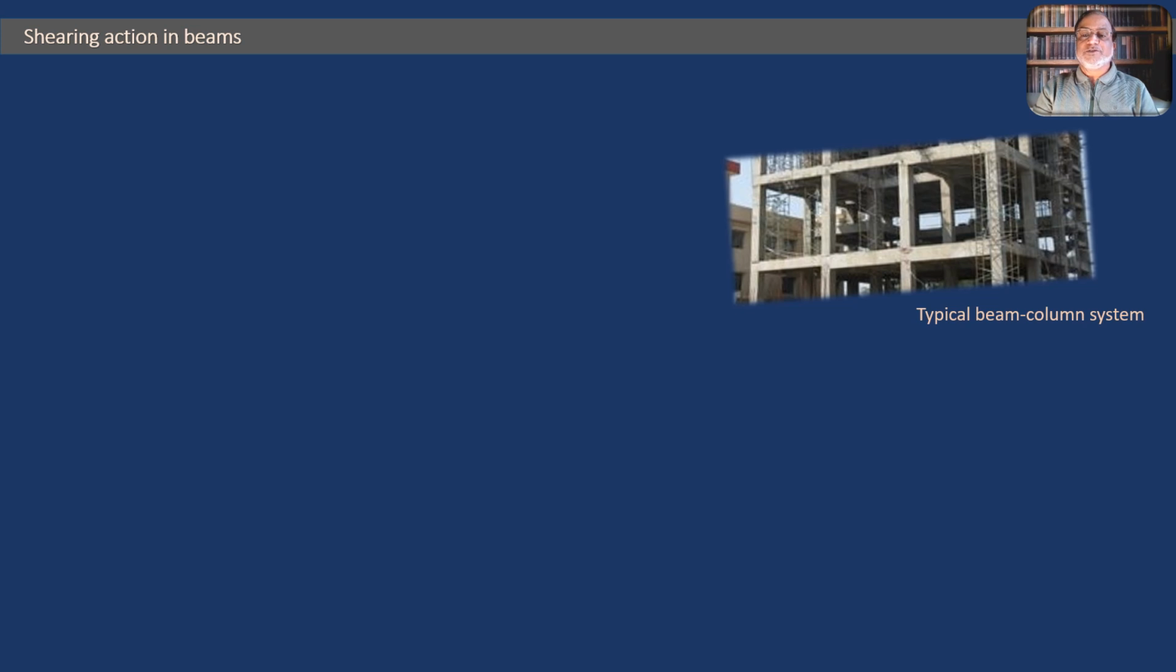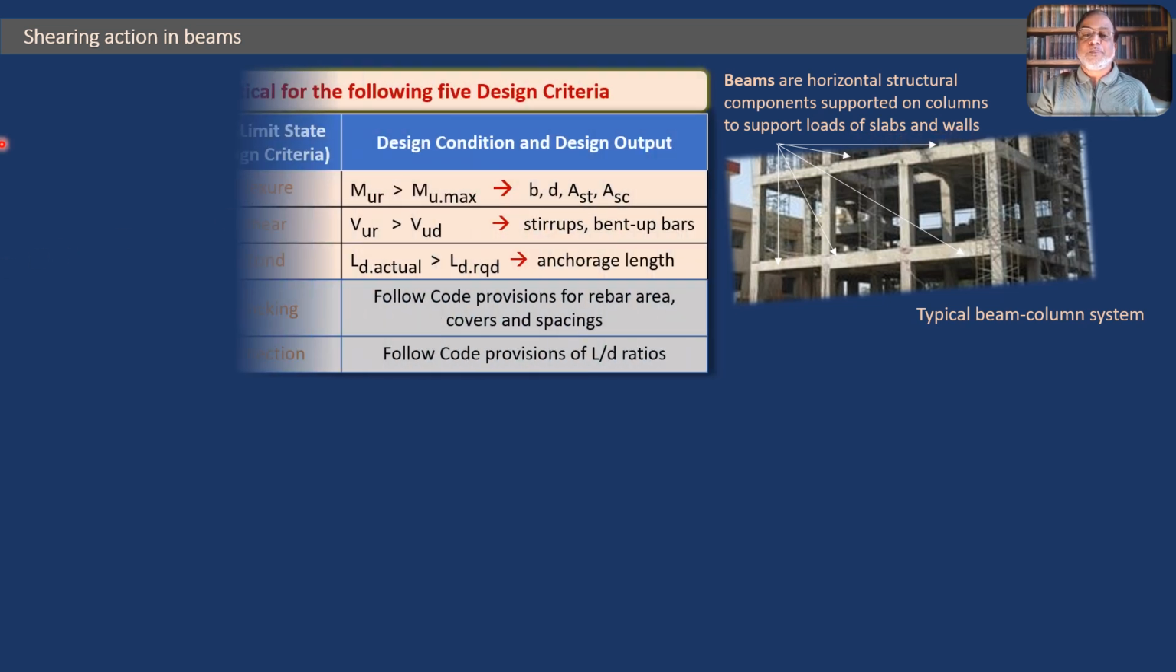Friends, in this part of this video, we are going to study shearing action in beams. Here is a very familiar picture. This is a construction site of a building going on. So we have got these horizontal members as beams and the vertical members as columns, and this is a typical beam column system. Now technically we define the beams as horizontal structural components supported on columns to support loads of slabs and walls. So that is the definition of beams.